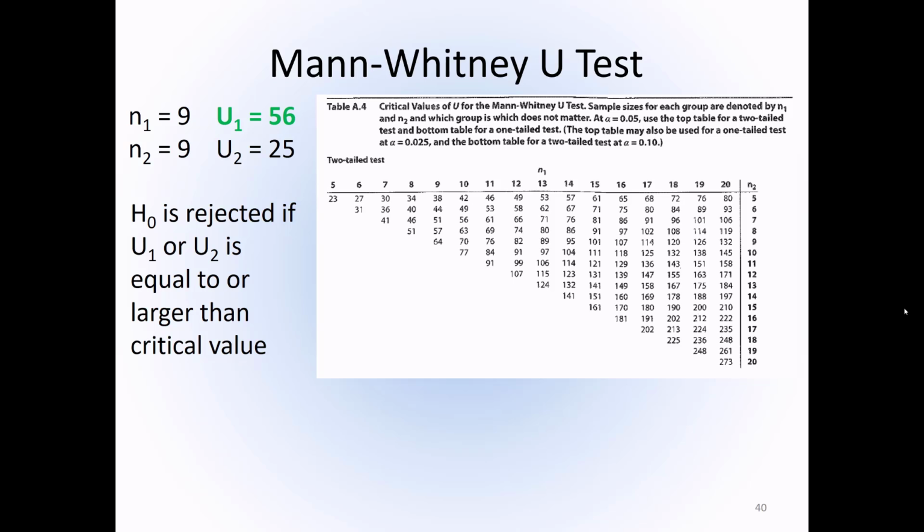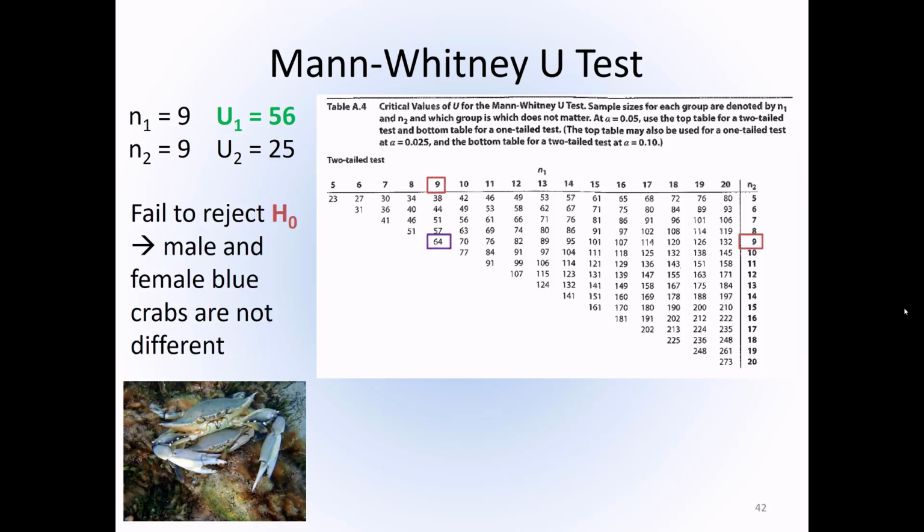We're then going to compare it to our critical value, which is going to be based on our sample sizes. So we have 9 individuals from each one of our respective samples, so we'll find those in the first row and in the first column of our table here, and then we find where they intersect, and this is our critical value. And what we note is that our test statistic is less than our critical value, and so we're going to fail to reject the null hypothesis. There's not enough support to say that there's a difference between males and females.